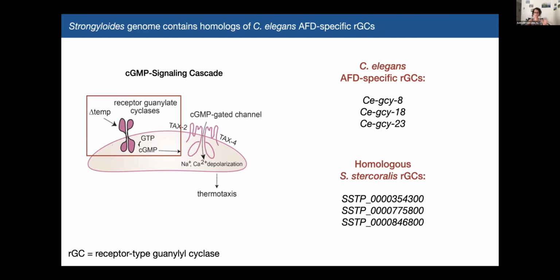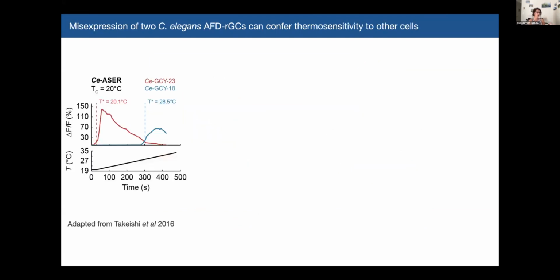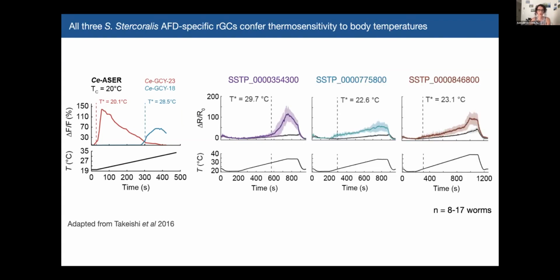So what do these RGCs do in C. elegans? Work from Pialis and Gupta's lab at Brandeis showed that in C. elegans, 2 of the AFD RGCs are capable of conferring thermosensitivity to other C. elegans neurons in a tax-4 dependent manner. So here I'm plotting calcium responses produced by the RGCs that have been misexpressed in a C. elegans chemosensory neuron called ASE. And so what I want you to notice is that between these 2 genes, each one confers sensitivity to a different temperature range. What about the stercoralis homologs?